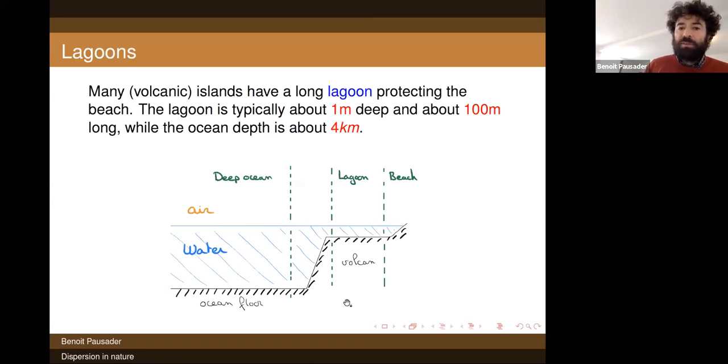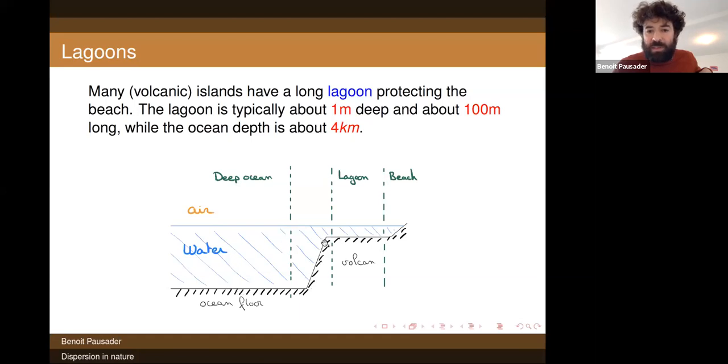And this is important for this particular problem, which is the final thing I want to talk about. It's one thing that I'm trying to understand with two collaborators, Emmanuel Dormy and Christophe Lacave. It's related to what happens to islands, for example, in the Pacific Ocean, where you have volcanic islands.